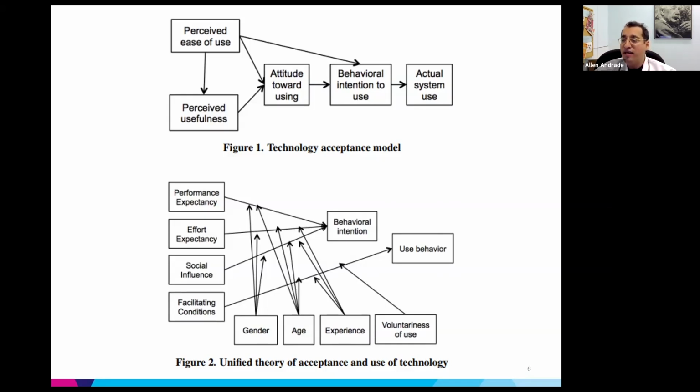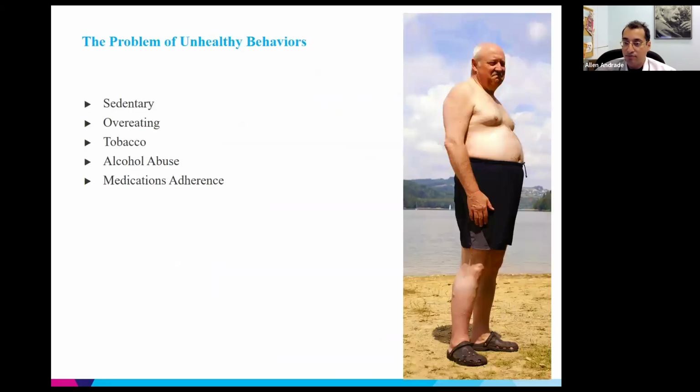Other variables such as gender, age, experience, and really acceptance of technology in general can also influence use behavior of technologies. So these theoretical frameworks are just useful to keep in mind when it comes to adoption of digital technologies and can be applied to older adults.